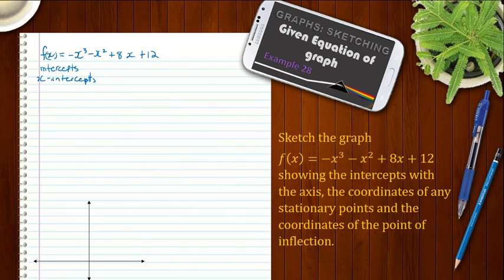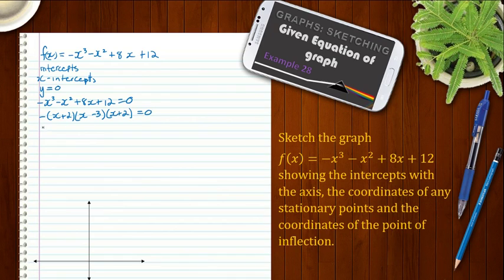Right, and to find my x-intercepts, I need to put y equal to 0. So that means I need all of this equal to 0. So we have minus x cubed minus x squared plus 8x plus 12 equal to 0. Now, if I factorize this, which I'm not going to do in detail, I get negative and then x plus 2, x minus 3, and then x plus 2 again equal to 0.